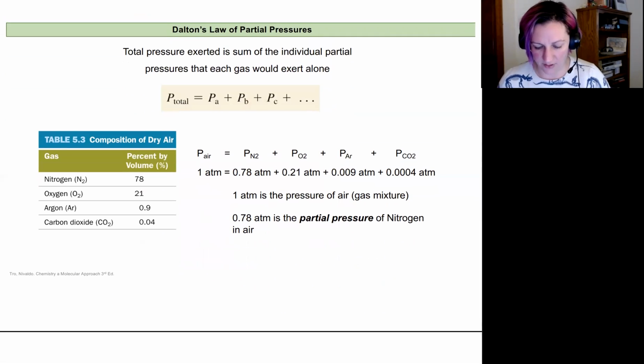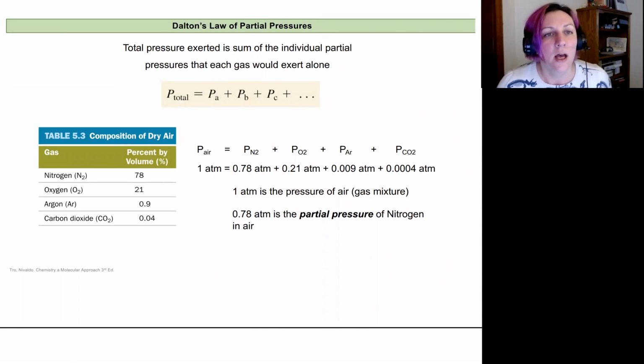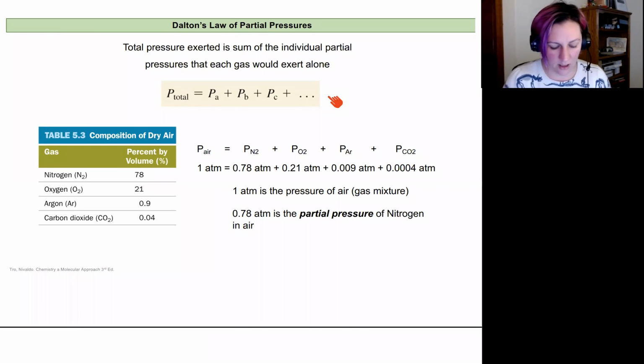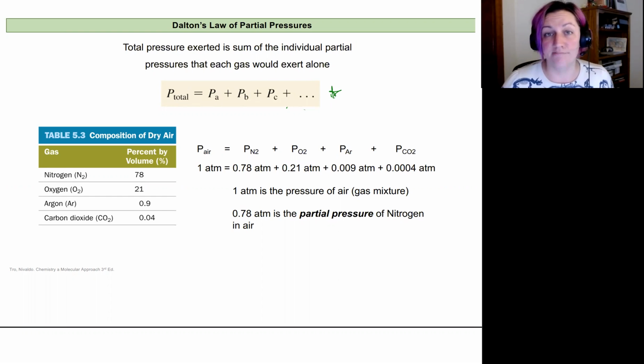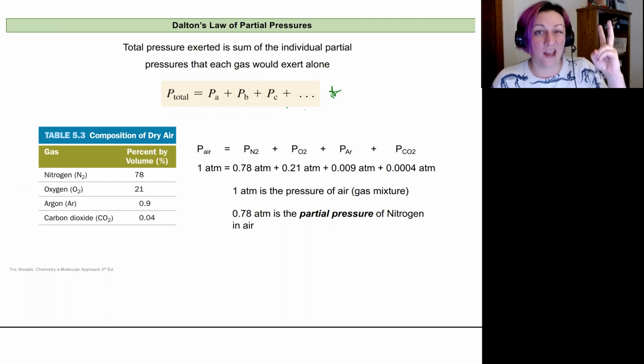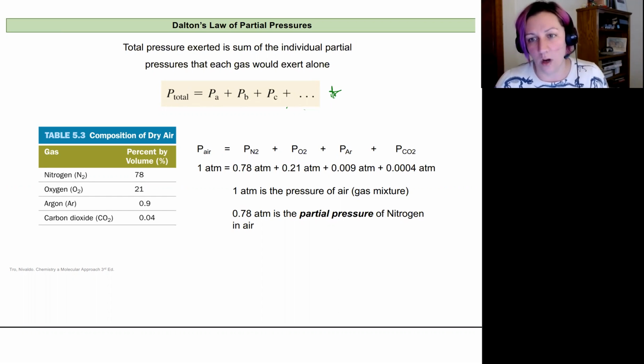So here's an example to look at. Let's look at air, dry air. Again, we have our Dalton's law of partial pressures right here. In terms of just the air around us, its composition is mostly nitrogen. It's about 78% nitrogen, 21% oxygen. There's some argon in there, a little bit less than 1%, and a little bit of carbon dioxide. There's also a percentage of water vapor in there, and the amount of it really depends on the humidity, right? So when we say dry air, we mean air without water.